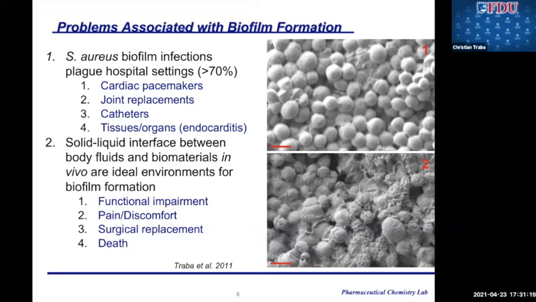The contamination of biomaterials often results in functional impairment of the device, pain and discomfort for the patient, surgical replacement of the device, and sometimes can even result in death.